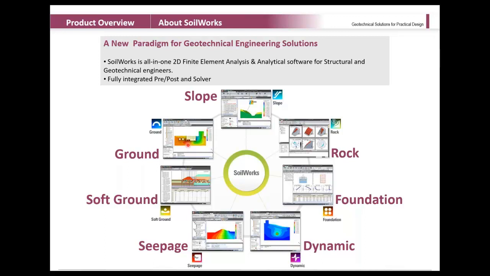I will be giving you a one or two line description of each and every module. The very first module is the slope module. The slope module consists of 2 different methods incorporated in it. The first method is the limit equilibrium method, and the second method is the finite element method. Both these methods have been incorporated in the slope module, and they help in determining the factor of safety and stability analysis of the slope.